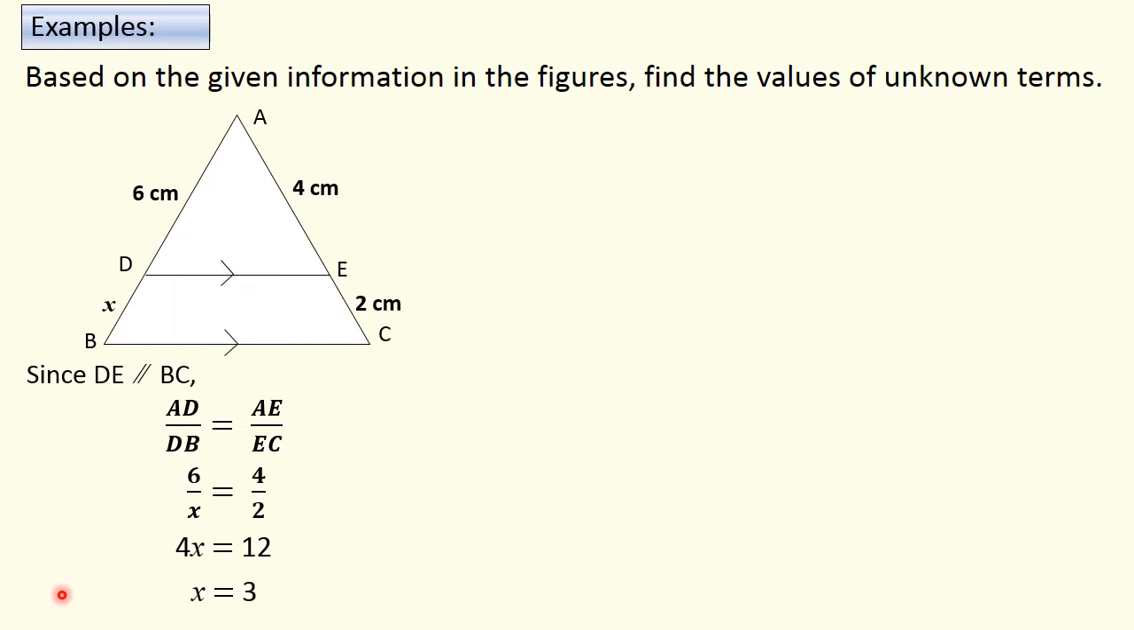So x equals 3 centimeters. Here, see, 4 and 2. When you simplify the ratio 4 is to 2 by 2, the ratio AE to EC is 2 is to 1. The simplified answer is 2 is to 1.